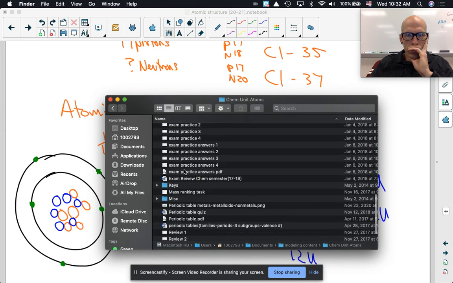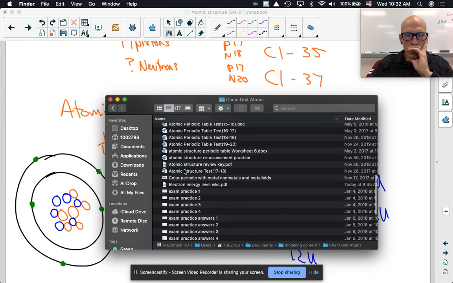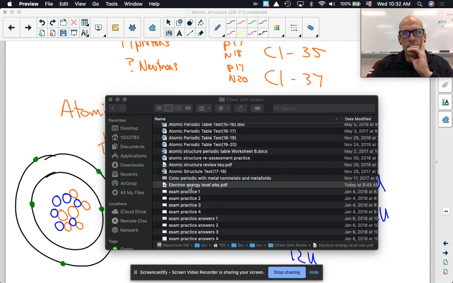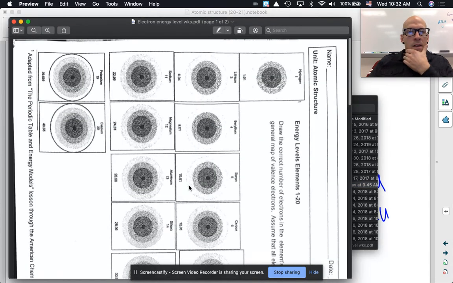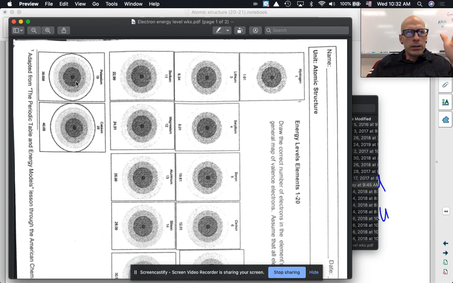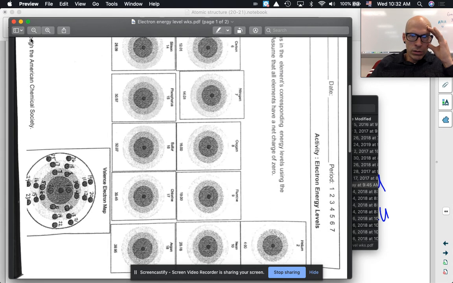Electron. Oh no. There it is. Yep. This is it. Okay. And again, it's sideways. How can I turn it? Can I turn it? Oh, I don't even know.